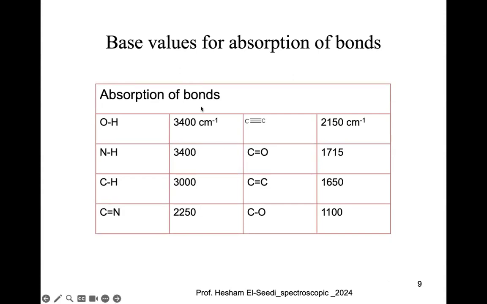Again, we can say it in a different way for functional groups. OH, 3,400. NH, about the same. While CH, 3,000. C triple bond N, 2,200. Carbonyl group is 1,715. C double bond C, CO.